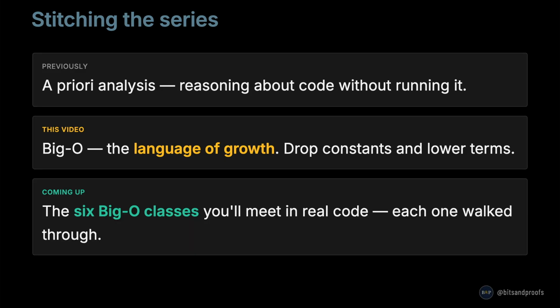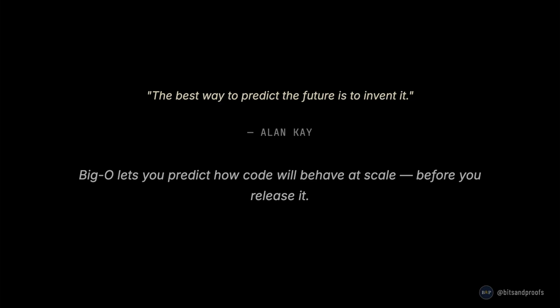Here's where we are in the series. Previously, in the analysis, reasoning about code without running it. Frequency counting gives us a polynomial in n. This video, Big O, is the language we use to read that polynomial. 2 simplification rules, drop constants, drop lower terms, and our first class, O of 1. Constant time with the amortization caveat. Coming up, the 6 Big O classes you'll meet in real code, each one walked through with examples. Log n, linear, n log n, quadratic, exponential, the whole hierarchy.